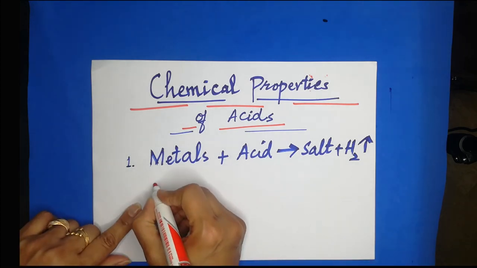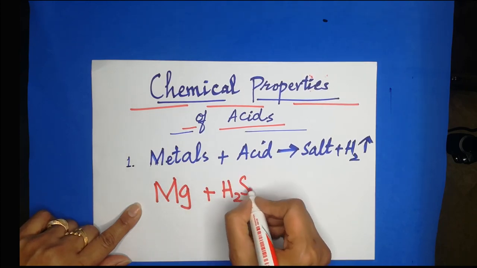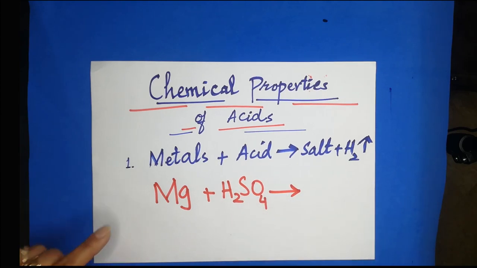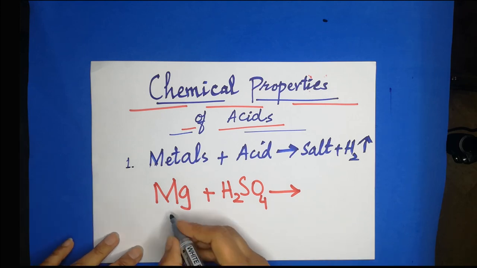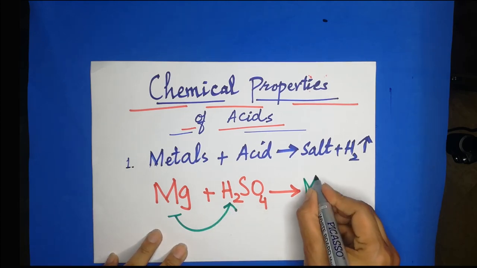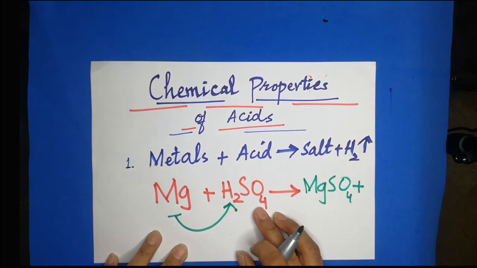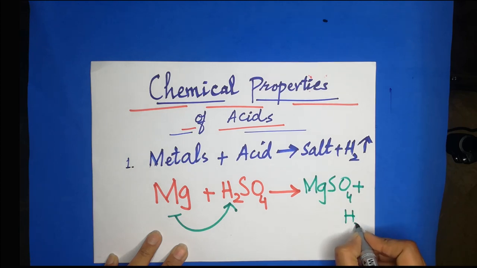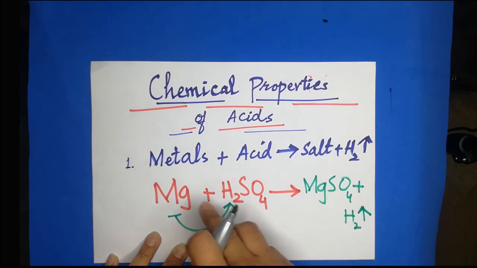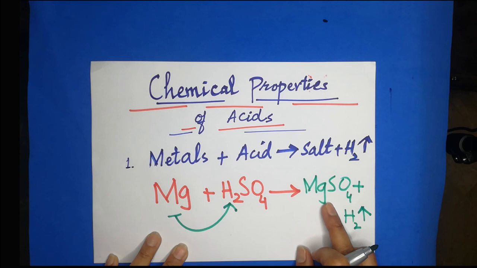If we have the metal magnesium plus H2SO4, what will we have? Magnesium will take the position of hydrogen, displace the hydrogen and become magnesium sulfate. And the gas produced is hydrogen. So magnesium metal reacts with dilute sulfuric acid to produce a salt called magnesium sulfate, and hydrogen gas is produced.